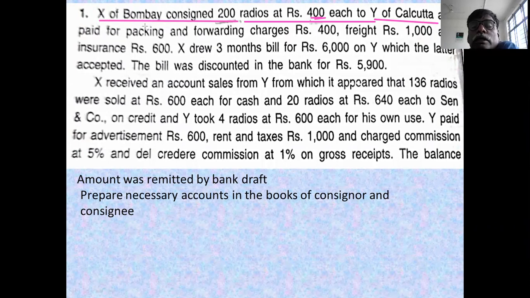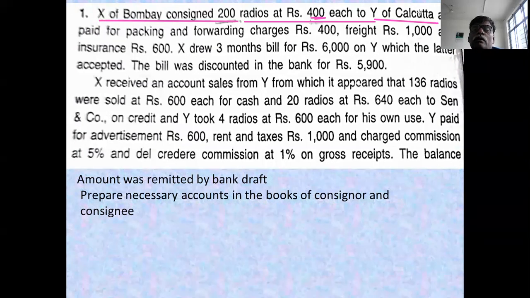Then who is the consignor here and who is the consignee? A person who sent the goods is called the consignor. A person who received the goods is called the consignee. X of Bombay is the consignor. Y of Calcutta is the consignee. These are the points you cleared.